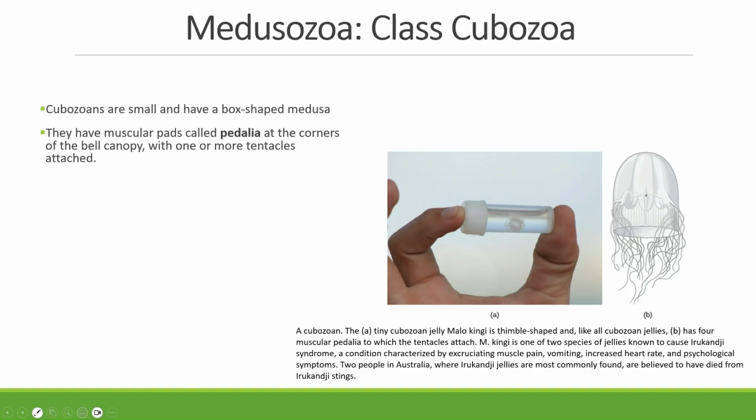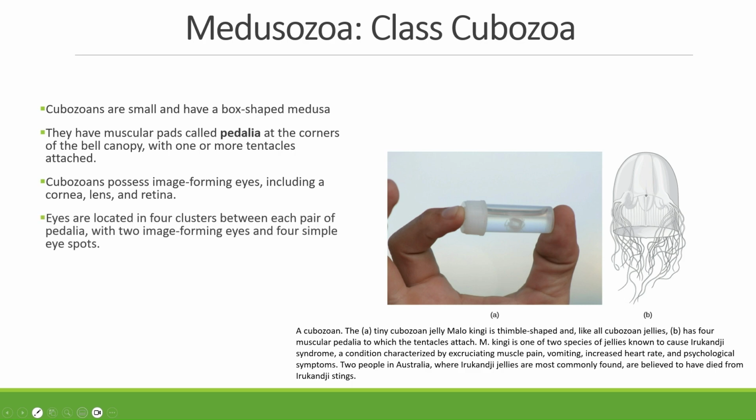At each corner of the box-like bell, you will find muscular pads called pedalia, and from each pedalium, one or more tentacles extend. Cubozoans are famous for having the most advanced eyes of any cnidarian. They possess image-forming eyes, complete with a cornea, lens, and retina. These eyes are arranged in four clusters, one between each pair of pedalia. This gives the box jelly remarkable vision for an animal without a brain.